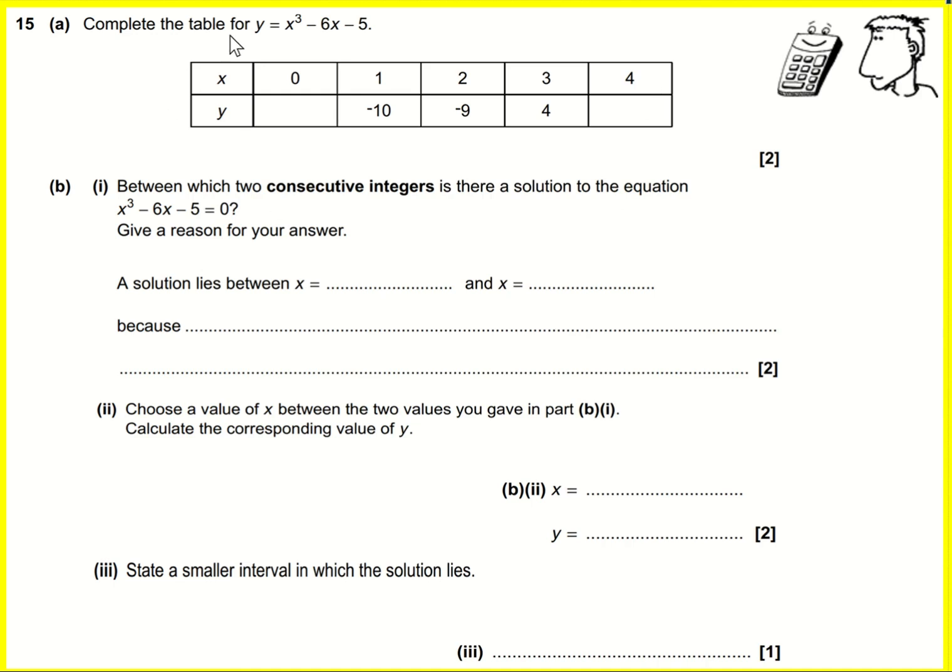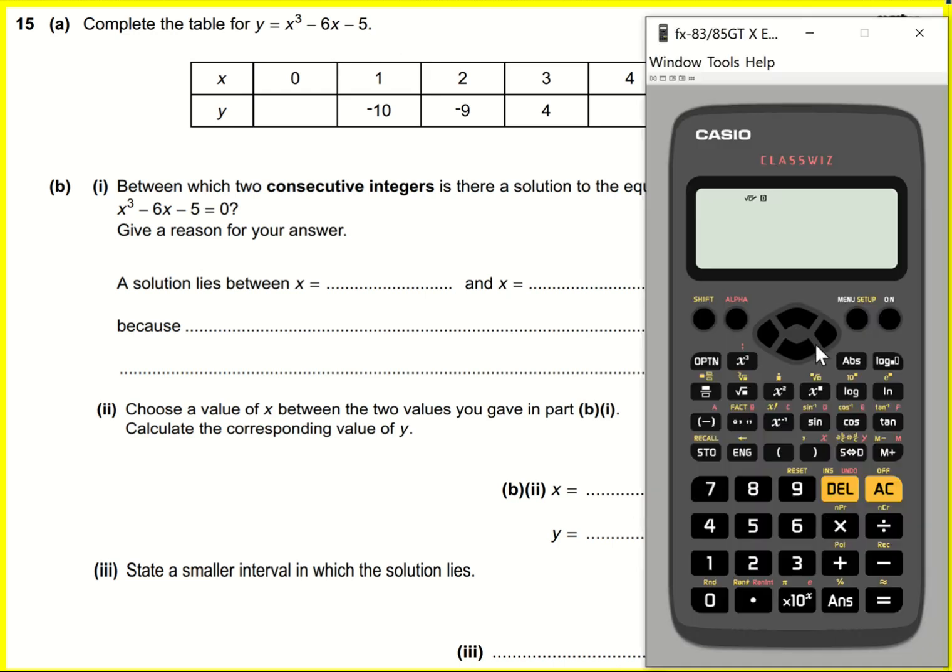This question starts off by asking us to complete a table for y equals x cubed minus 6x minus 5. It's a calculator question, so the best thing to do is use the table function. You don't have to, you can substitute the numbers in, but the table function is quite quick and you can really make sure you don't make any mistakes. So if you go to menu and then along to table, your calculator might be slightly different, but hopefully it's got its own sort of table function.